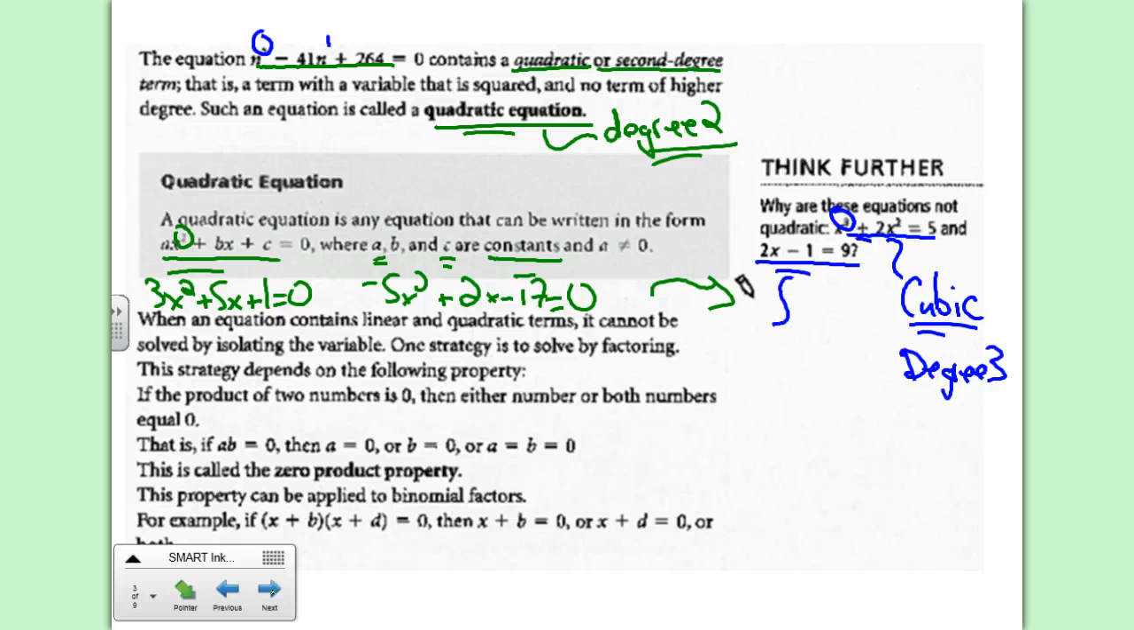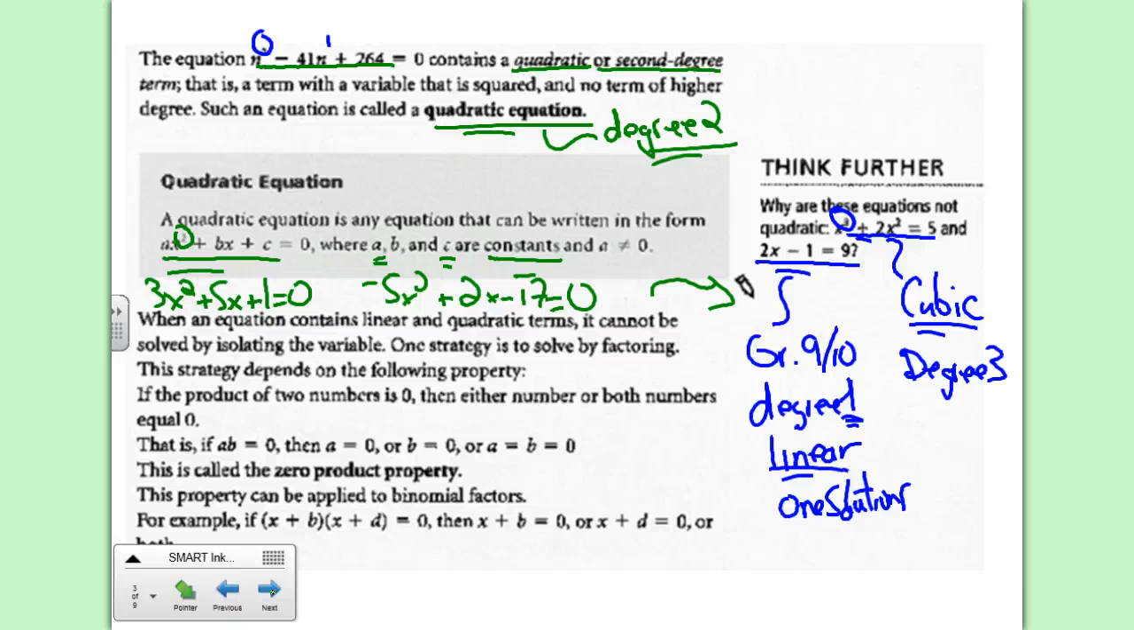This was grade 9, grade 10, because that is degree 1, and that one is linear. And if you noticed, there's something special that's going to happen. A linear equation, degree 1, only has one solution. We're going to look at what quadratics do, and then maybe we'll come back to this think further question. In your previous math classes, you only dealt with those ones, and you only had one solution. Now we're in Math 20.